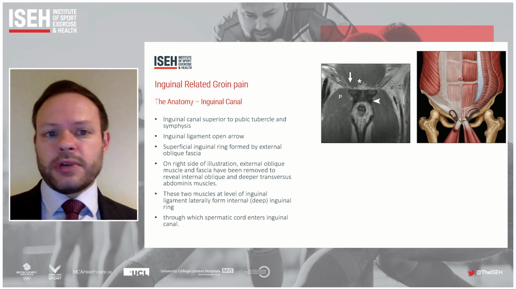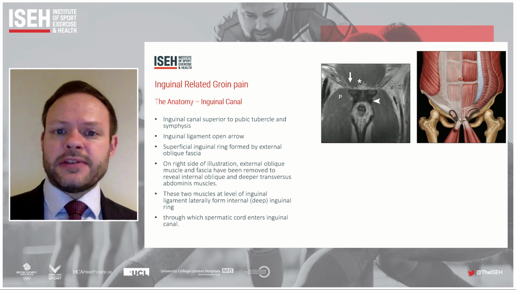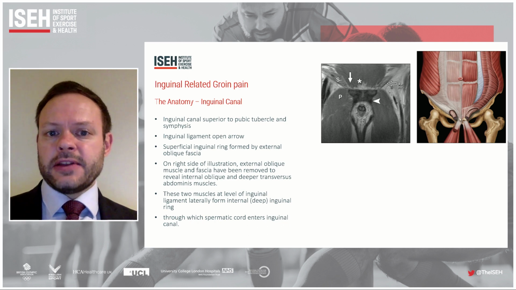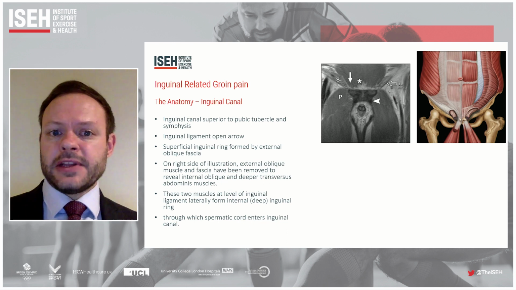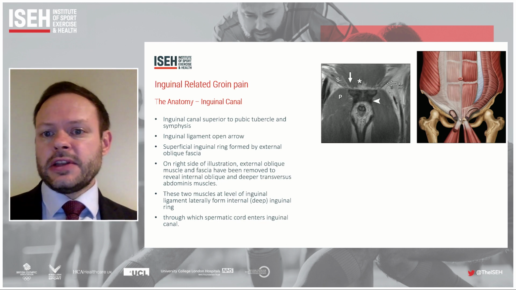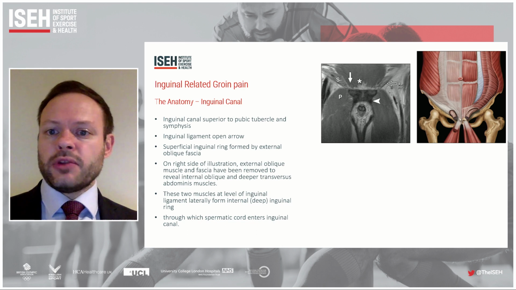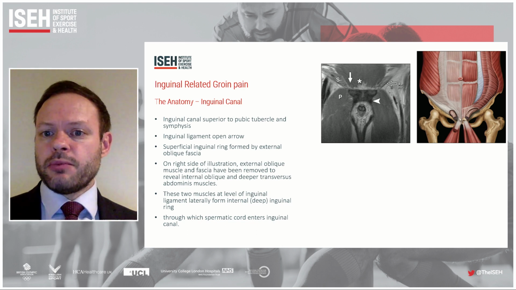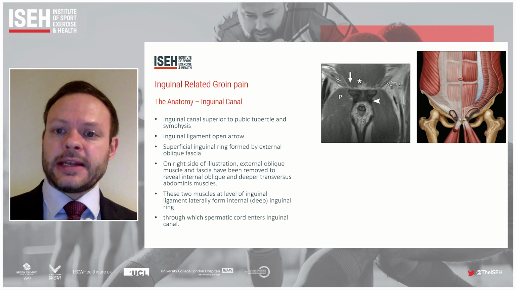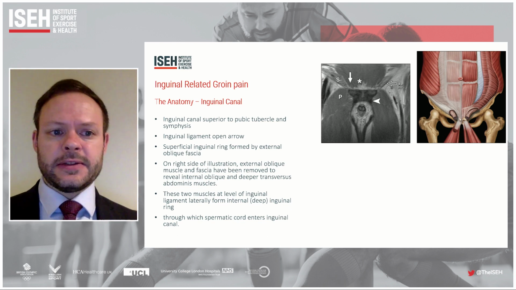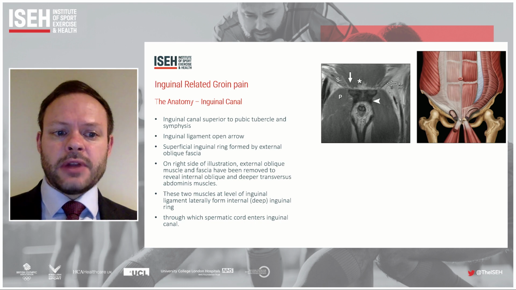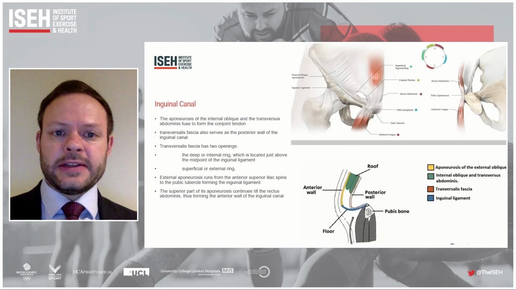Moving on to inguinal-related groin pain, well, we need to know the anatomy again. This MRI scan shows the spermatic cord as the S and pectineus muscle as P. You can see the illustration on the right side, the aponeurosis has been removed, showing the inguinal canal and the spermatic cord exiting and how close it is to the adductor tendon. So this area, we need to know the anatomy in detail.